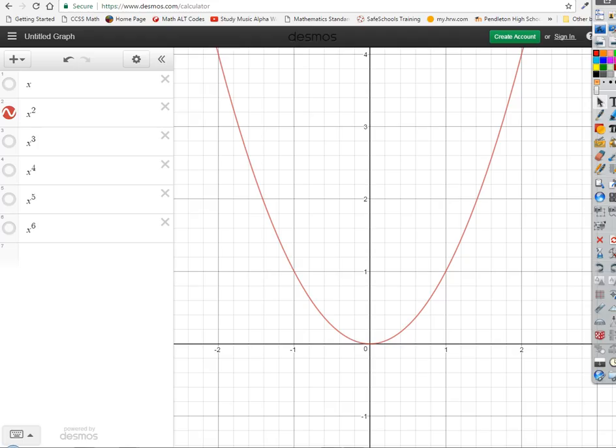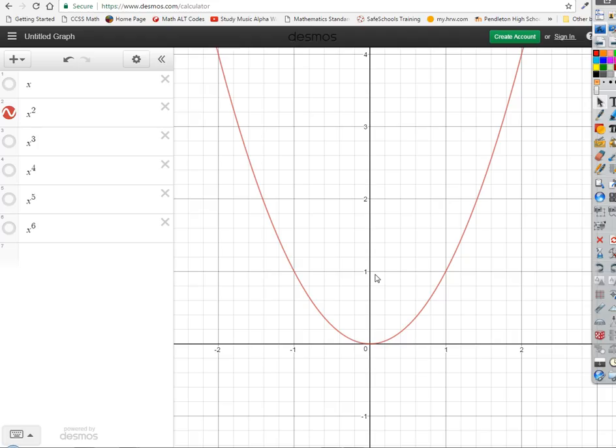Okay. Now look up here. So we got folding symmetry about the y-axis, don't we? Okay, that's what we mean by even symmetry. It's going to be folding symmetry about the y-axis, right? Can you think of another function that's going to have that? X squared did. What else? What do you think? It's got to have folding symmetry about the y-axis.